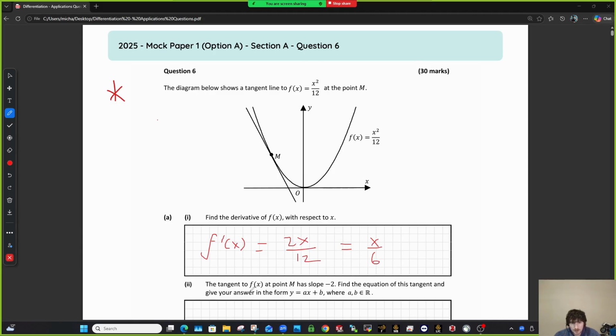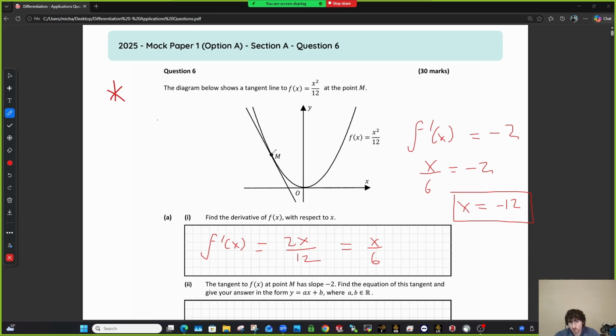The tangent to f of x at this point m has a slope of -2. Find the equation of this tangent. So basically we should know that f dash x is the slope of the tangent. They tell us the slope of the tangent here is -2. That means that f dash x at this point m is -2. So we set that equal to our x over 6, and we can see there that x is -12.